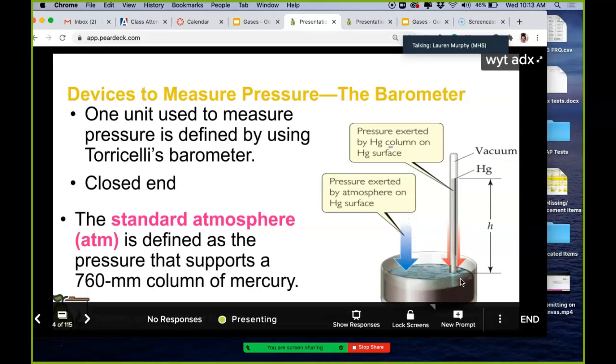And the atmosphere pushed down on it, and he saw that the mercury rose up this column, this barometer, is what they called it. And he took a ruler and he measured how high up it went, and it went up 760 millimeters. So he determined atmospheric pressure to be 760 millimeters of mercury, because that's how far this went up with the atmosphere pushing down on the surface.